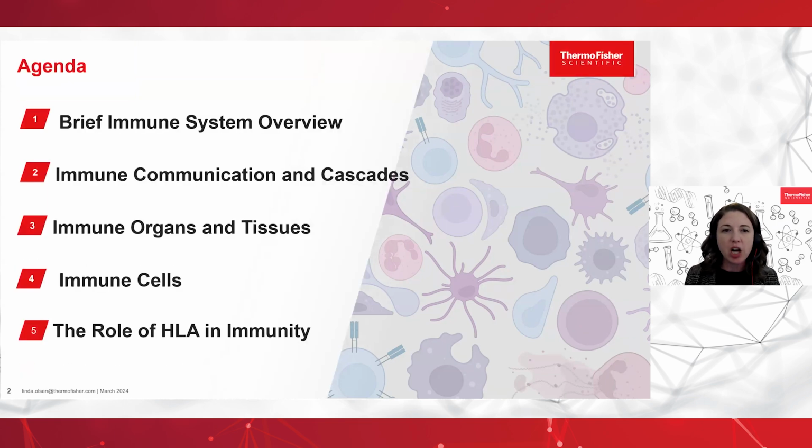So, we will start with a brief overview of the immune system. We will talk about immune communication and cascades. We'll talk about immune organs and tissues, immune cells, and the role of HLA in immunity.